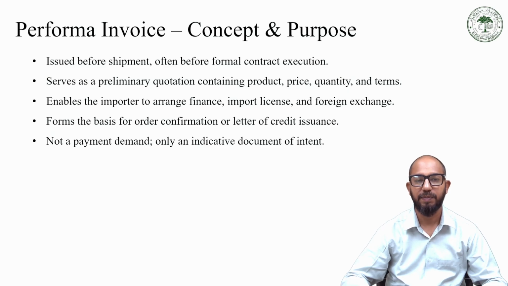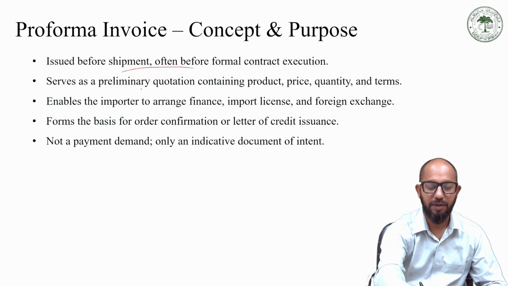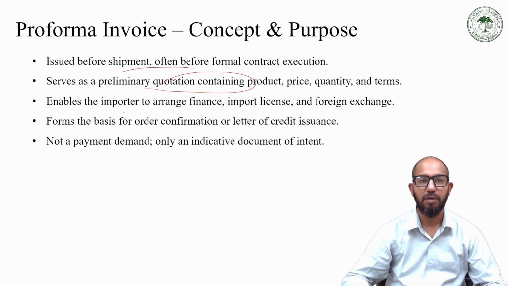Let us now start specifically with each type of commercial document. The first is the proforma invoice, its concept and purpose. Dear students, let us now focus on the first type of commercial document, that is the proforma invoice, its concept and purpose. A proforma invoice is issued before shipment, often before formal execution of the contract. It serves as a preliminary quotation containing product, price, quantity, etc.